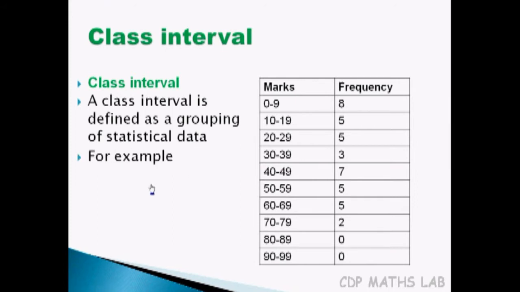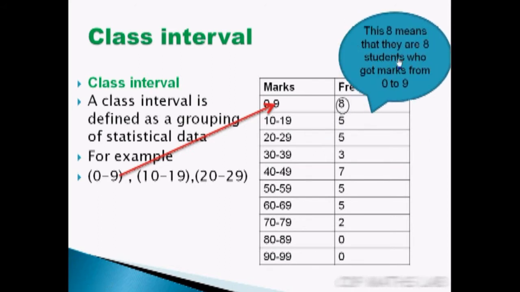For example, as you can see, we have from 0 to 9. So in other words, we are grouping the marks from 0 to 9. And the number of students or candidates who scored from 0 to 9 marks were 8 persons. So this 8 means that there are 8 students who got marks from 0 to 9.